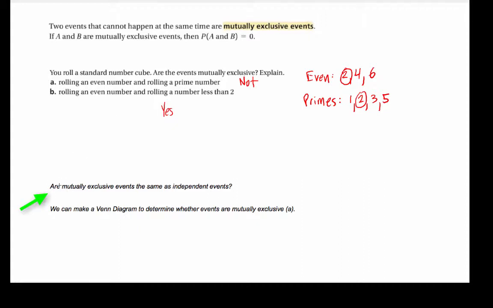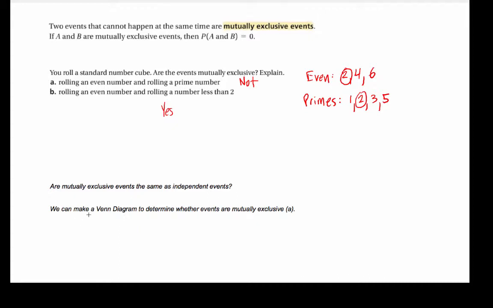Here's another follow-up question dealing with mutually exclusive events. Are mutually exclusive events the same as independent events? And the answer is no. If one mutually exclusive event occurs, the other cannot occur. Period. In independent events, we just have events that don't affect each other, but they can both occur. Mutually exclusive events cannot both occur. It's either one or the other.